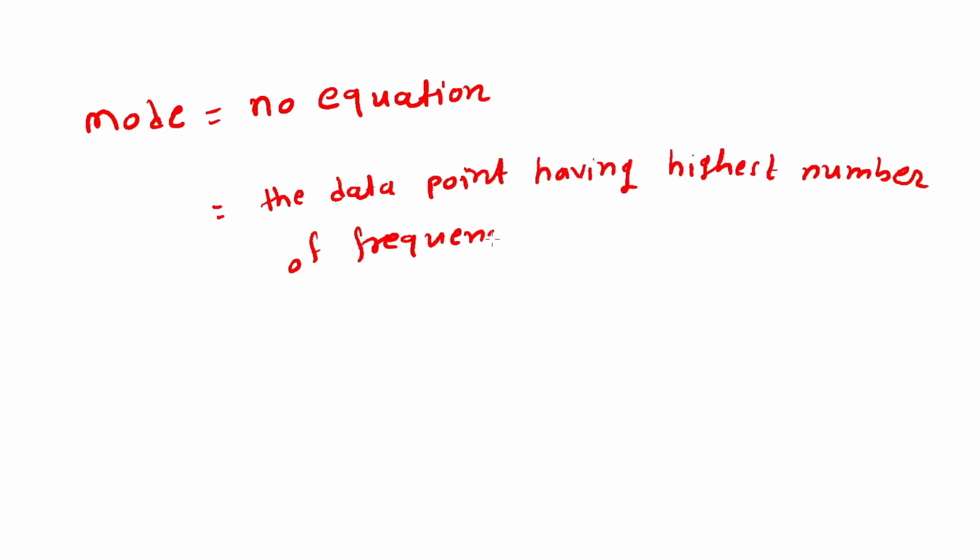And finally, we will talk about mode. As such, there is no equation for mode. It is mainly based on the data point having the highest frequency. For example, let's say I have values 1, 2, 3, 4, 5, 5, 6, 7. In that case, my mode value will be 5. If I have one more 7 here, then my modes will be 5 and 7.